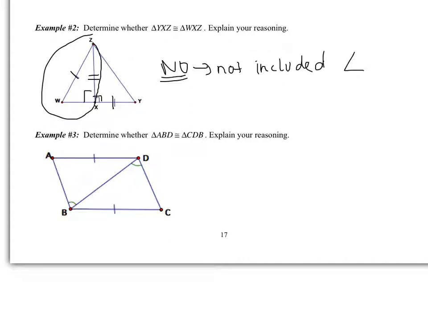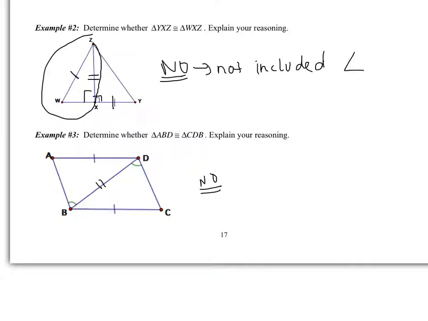Right now, pause the video and try example 3 on your own, please. Okay, example 3: you should have noticed we have this side BD that's contained within both triangles. I have two pairs of sides and a pair of angles, but the angles are not in between the two sides. So again, we would say no, these triangles are not necessarily congruent. We cannot prove them congruent. Hopefully you got that one right.